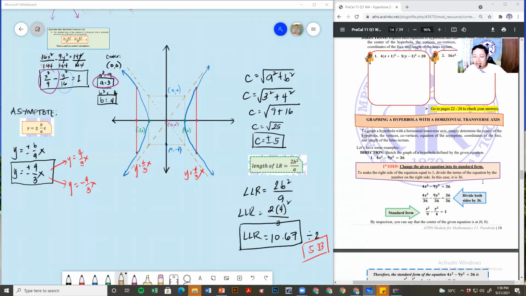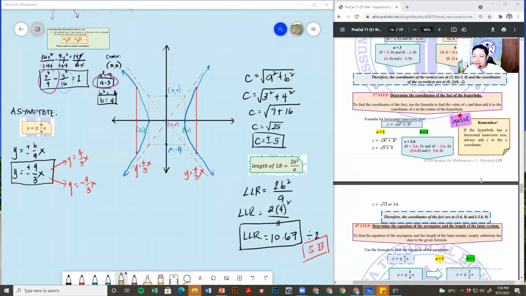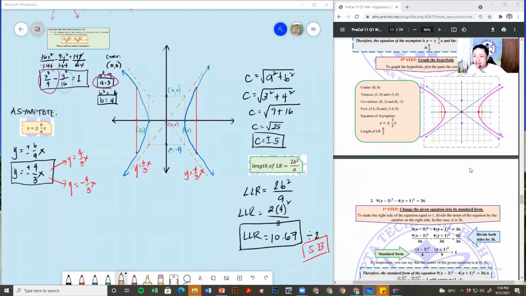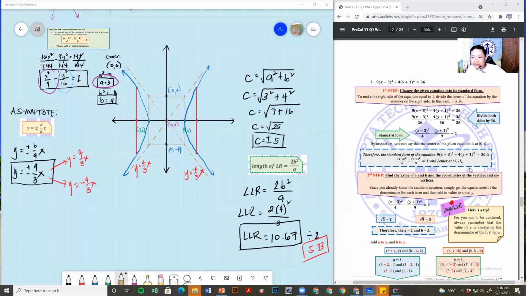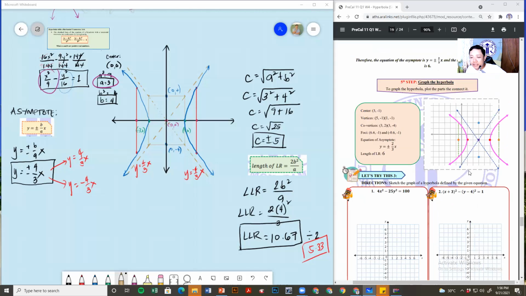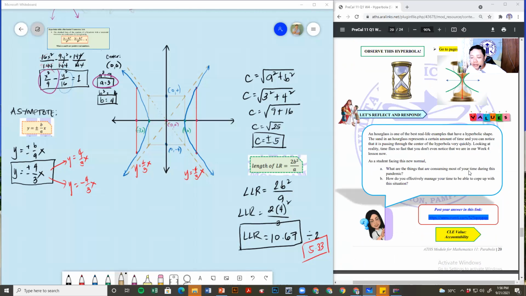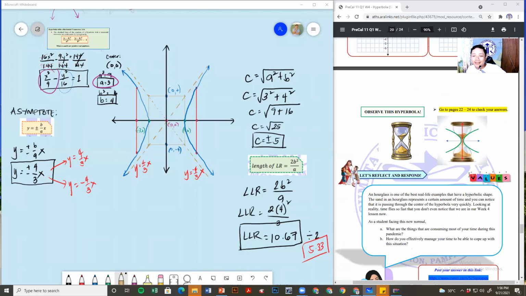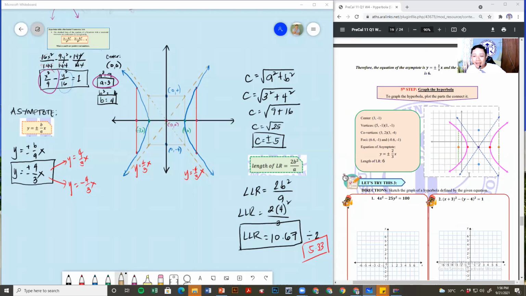Hyperbola with a horizontal, graphing. Graphing, we're done with this. Oh, yan, no? Okay, very easy. We're done with that. What else? Let me just see. And we're done. We are now done. Do you have any other question or concern?